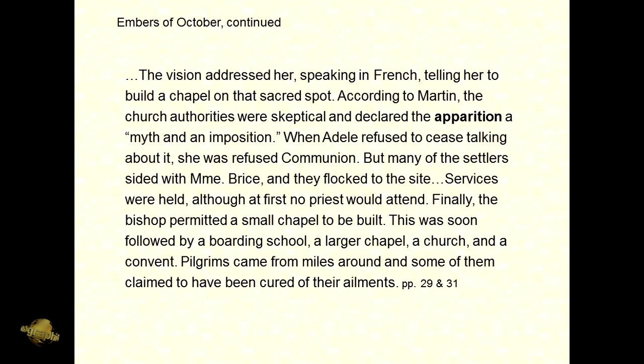Now, the date, August 15th, what is significant about August 15th? Meteor. Which one? No. No. Perseids. Very good. So the first vision occurs on the peak of the Perseids.